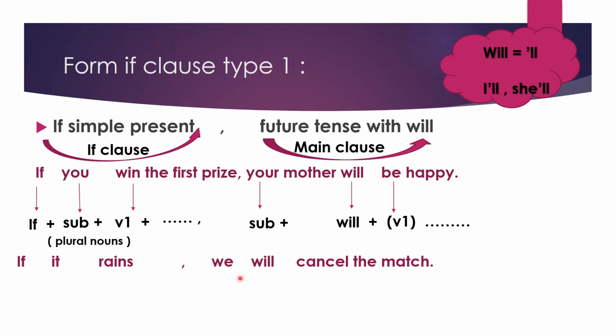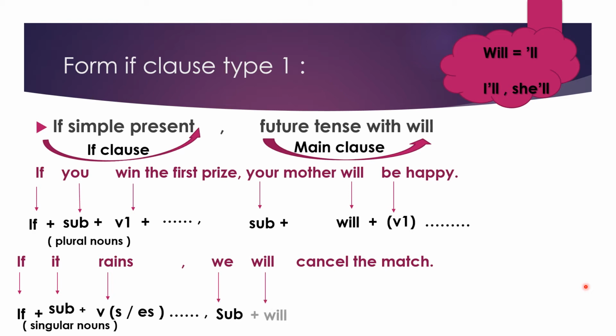Now the second example: if it rains, we will cancel the match. So here we have the if clause. We started with if plus the singular, and because we have a singular pronoun, we have to put s or es with the verbs. Here we have rain, rains. So we add s, the comma, we will, we is the subject, will, and infinitive verb cancel the match.